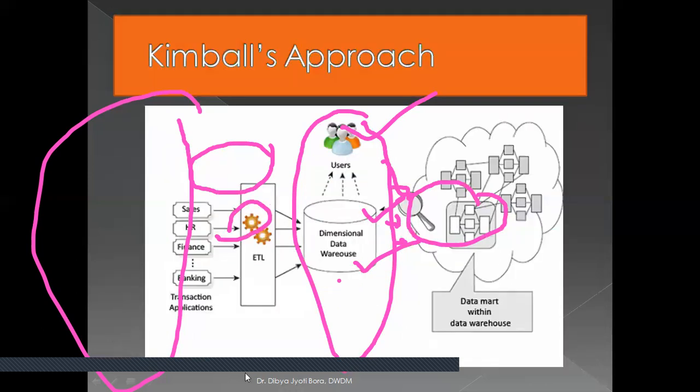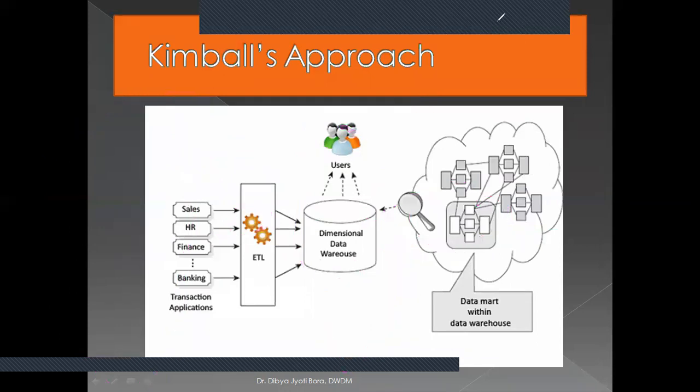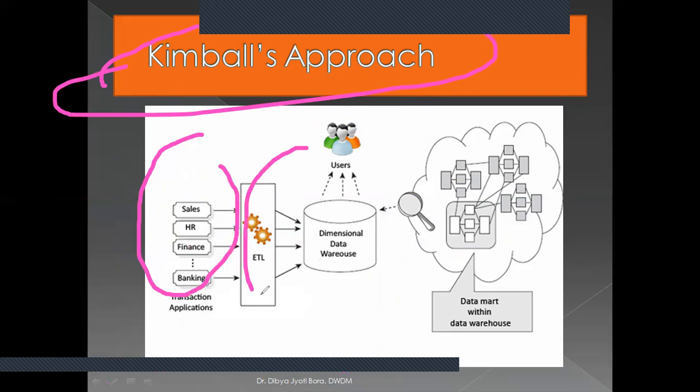One more diagram for Kimball's approach. Kimball's approach means the bottom-up approach, like Inmon's approach is the top-down approach. Kimball proposed this one. So this approach is also known as Kimball's approach. ETL process.